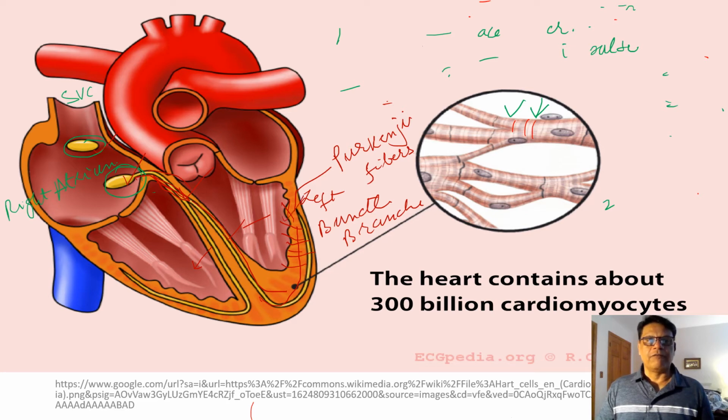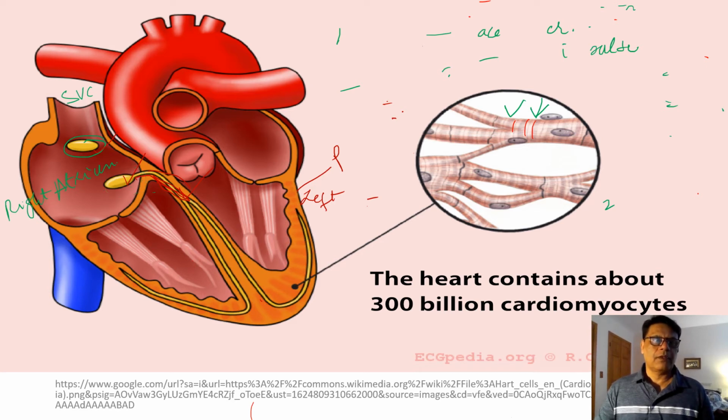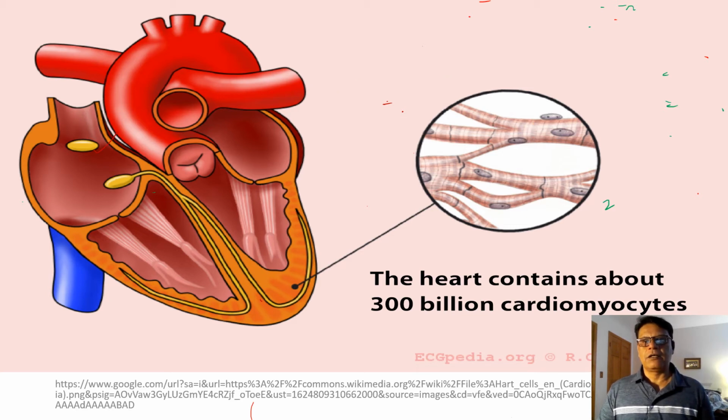Purkinje fiber 5. There are 5 types of non-contractile cells in the heart, and they are related with the electrical events of the heart, that is depolarization and repolarization. In other words, depolarization means after the excitation of the cell, the cardiomyocytes are ready to contract. And repolarization means relaxation of the cells.